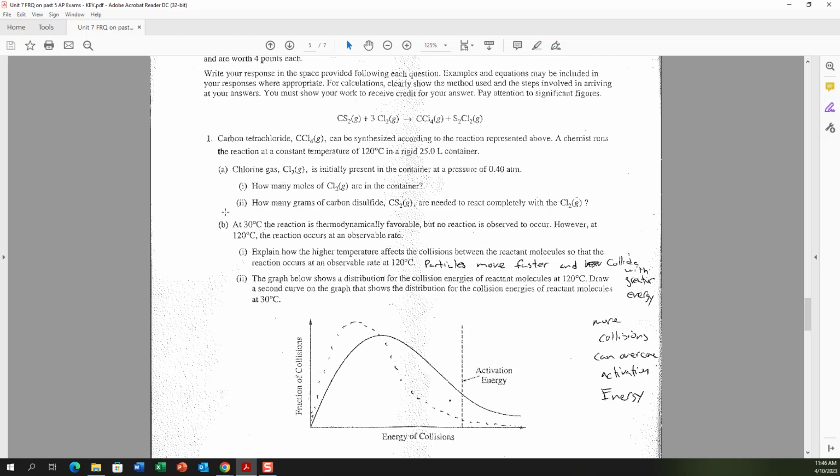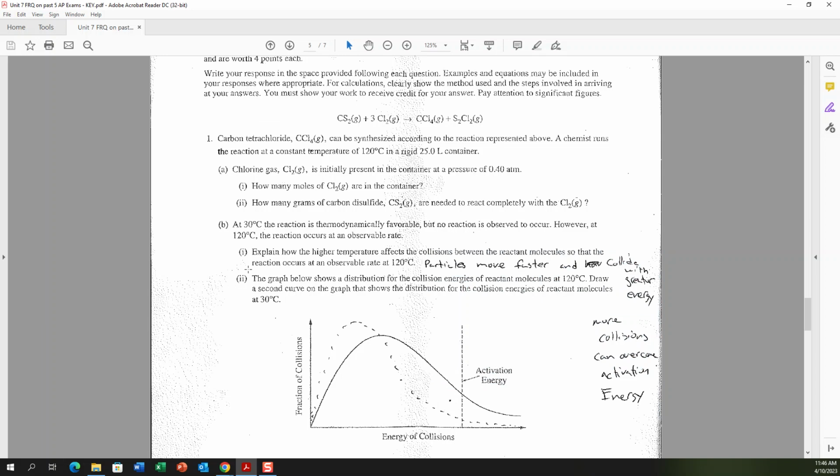So it says, at 30 degrees Celsius, the reaction is thermodynamically favored, but no reaction is observed. That's because the collisions don't have enough energy to overcome the activation energy. However, at 120 degrees Celsius, a higher temperature, we do see the reaction happening. Explain why the higher temperature affects the collisions between the reactant molecules so that the reaction occurs. There are more collisions because the particles are moving faster, but the reason the reaction is actually happening is because they're colliding with more energy. So particles move faster, they collide with greater energy, more collisions can overcome the activation energy, and that's why we actually see the reaction happening.